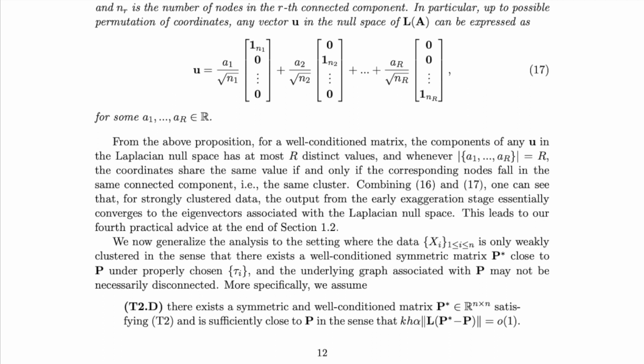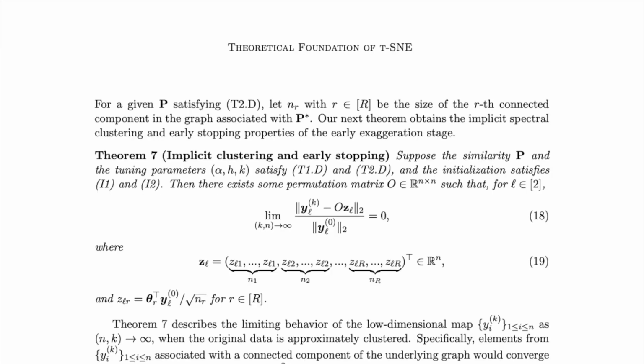We now generalize the analysis to the setting where the data x_i, 1 ≤ i ≤ n, is only weakly clustered, in the sense that there exists a well-conditioned symmetric matrix P̃ close to P under properly chosen τ_i, and the underlying graph associated with P may not necessarily be disconnected. More specifically, we assume (T2'): there exists a symmetric and well-conditioned matrix P̃ in R^(n×n) satisfying (T2), and is sufficiently close to P in the sense of the stated bound on L(P). For a given P̃ satisfying (T2'), let n_j with j in 1, ..., r be the size of the j-th connected component in the graph associated with P̃.